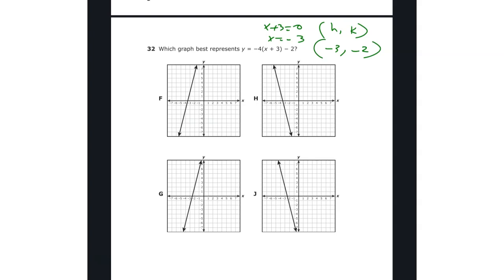So we're going to look for one. First of all, we're looking for a graph with a negative slope. So positive slope graphs are not welcome here. Now we need to look for a graph that has a point at negative 3, negative 2. So negative 3, negative 2, negative 3, positive 2. So this is the better answer.